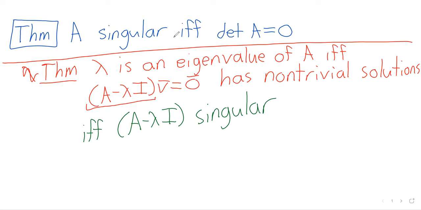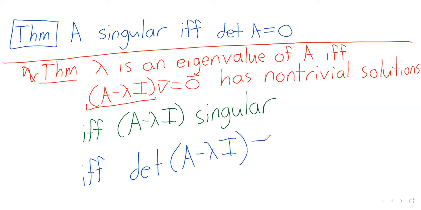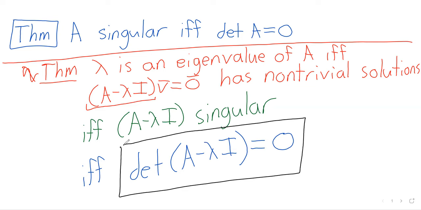Which, now going back to that theorem I have written on the top of the frame, is true if and only if the determinant of A minus lambda I equals zero. And it is this equation that we are going to spend the rest of this lecture talking about.